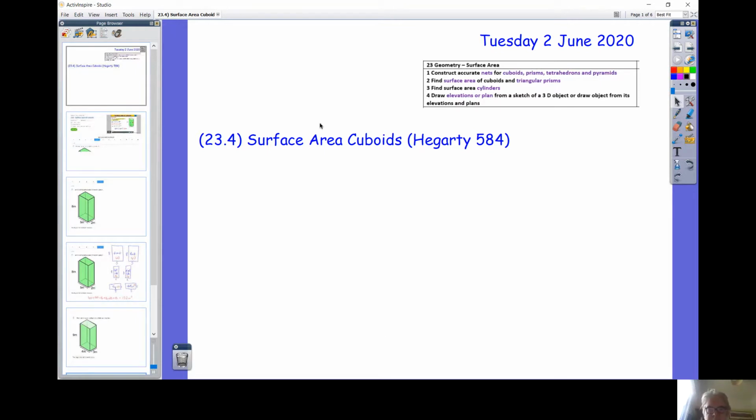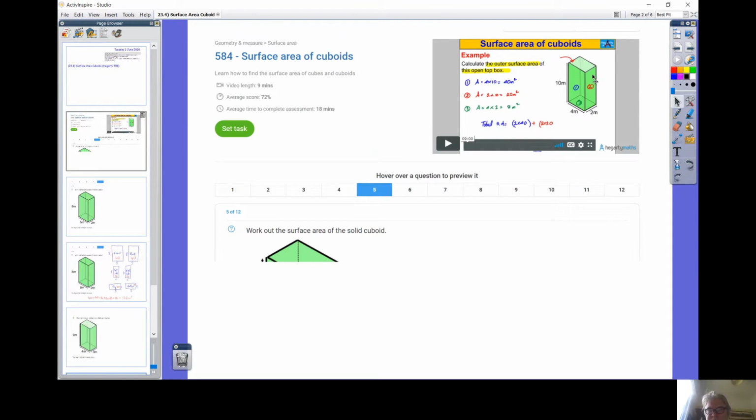So it's Tuesday's lesson 23.4, surface area of cuboids, and it's going to lead into doing the Hegarty Maths quiz 584, please. So a cuboid is something that looks like this.